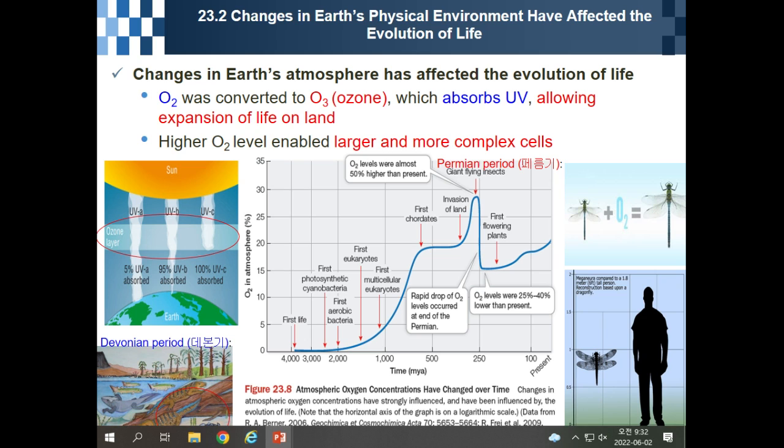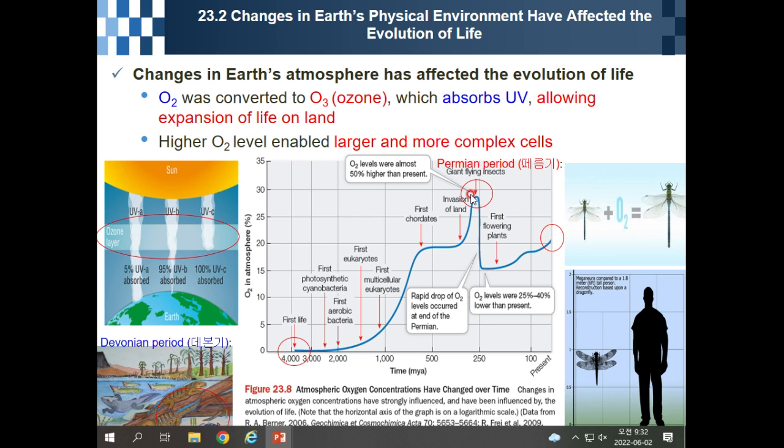Okay, and also higher oxygen level. Nearly at the end of the Permian period, the oxygen concentration is highest. At first there was no oxygen, but at the end of the Permian period, the oxygen level is higher. The current one is like this.